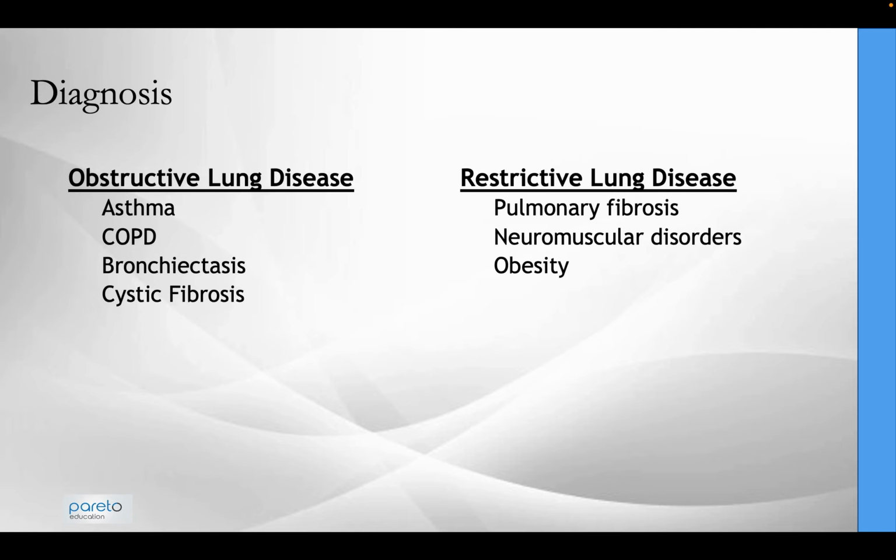In restrictive lung disease, you have a reduction in FEV1 and FVC. So you have a restriction in the actual ability of the lungs to expand. So not only can they expire less air within 1 second, but also the maximum amount of air they're able to expire over time is also reduced.